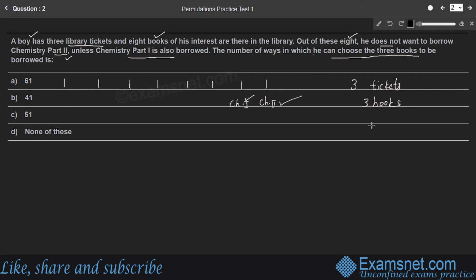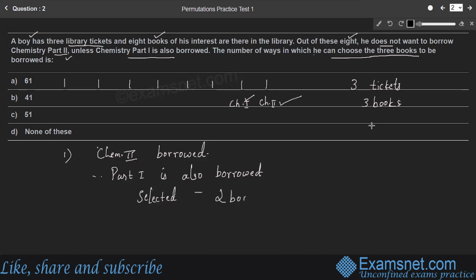If part 2 is borrowed, let us consider case 1: chemistry part 2 is borrowed. So it is understood that part 1 is also borrowed. Therefore, he has already selected 2 books. So in the remaining, the remaining books are 6.